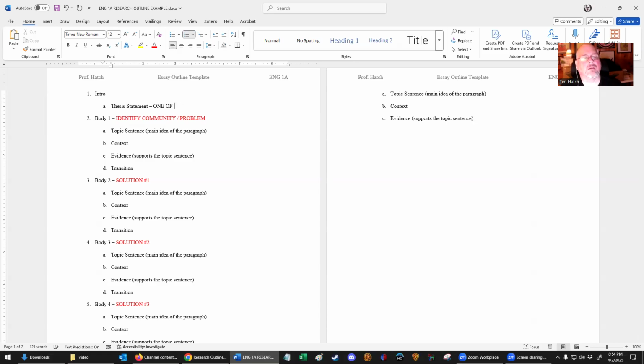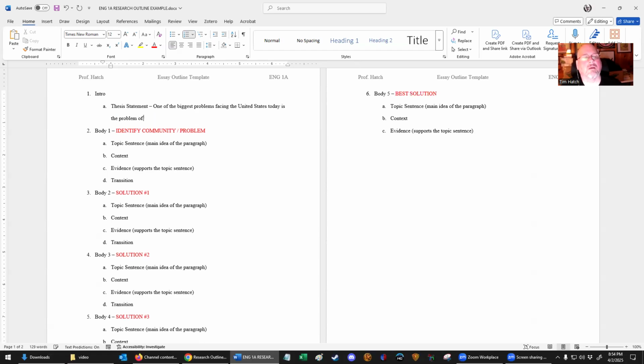One of the biggest problems facing the United States today is Elon Musk; I'm going to put a semicolon here, not a period, because your thesis statement should be one sentence. The best thesis statements are all going to be one sentence.